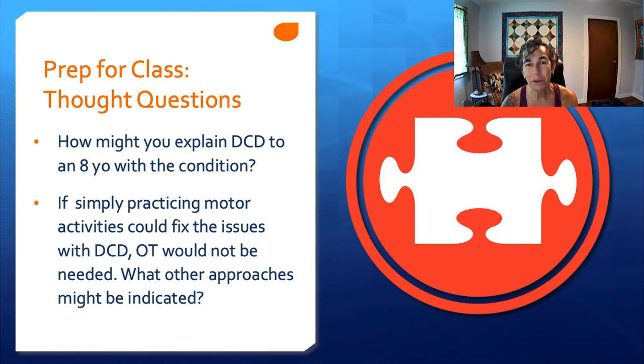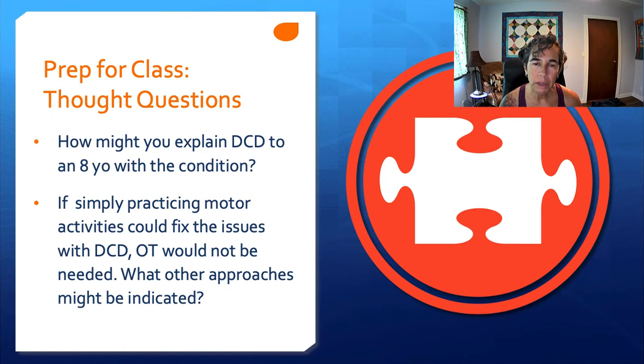So here is another prep for class thought question. How might you explain DCD to an 8-year-old with the condition? So what are you going to tell them, right? Let's think about this for a second. They have typical to above average intellectual functioning, but they have all of this clumsiness and incoordination, lack of balance, lack of bilateral control and coordination. So what do you tell this child so that you can work with them and it's not going to start affecting, and at 8 years old, it might already be affecting their sense of self-worth, self-esteem, self-efficacy.